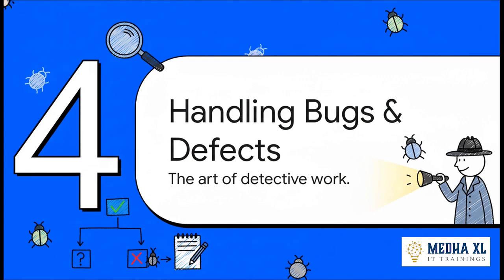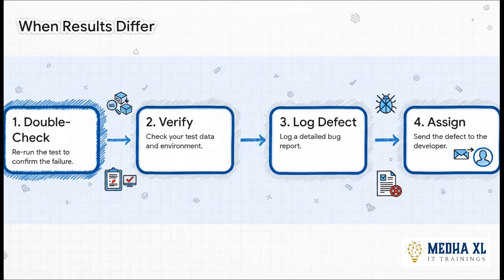Finding a bug is one thing, but documenting it and reporting it clearly, that's an art form. It's all about providing the development team with every single clue they need to solve the case. You know, a professional tester doesn't just yell, "It's broken!"